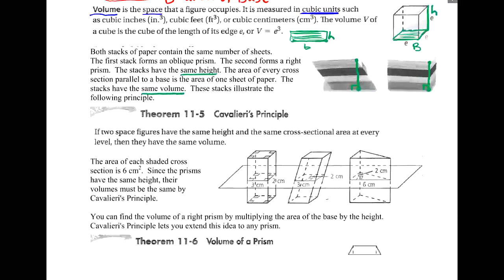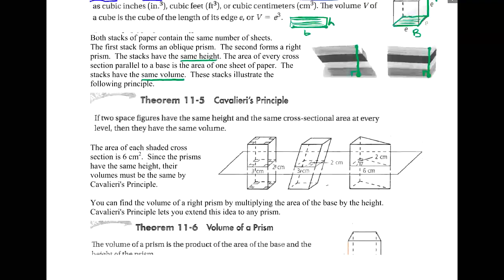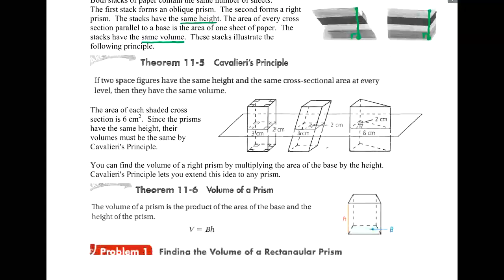Now this is Cavalieri's principle, and it says that if two space figures, two 3D figures, space just means we're in 3 dimensions here, have the same height and the same cross-sectional area, that just means the same base area at every level, then they are going to have the same volume.